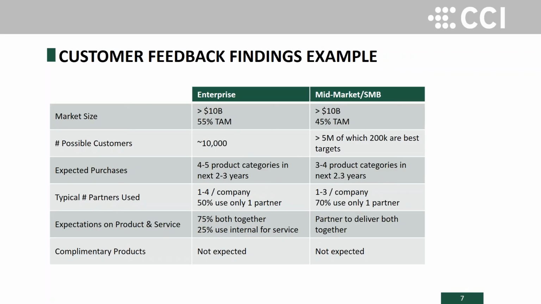From an expectation on the product and the associated service, on the enterprise side, about 75% said they wanted the partner they bought through to be delivering the product and service together. Some of them had a big enough internal staff that they did the service themselves, and so they could buy from someone who was just delivering the product.